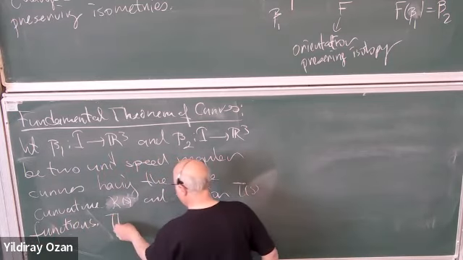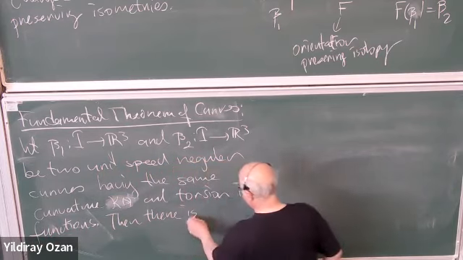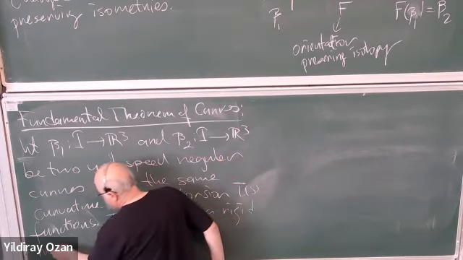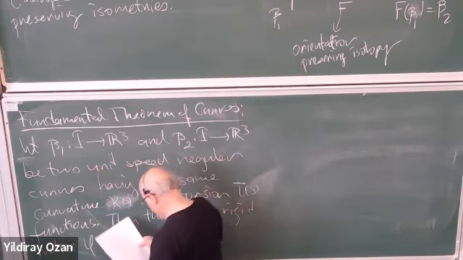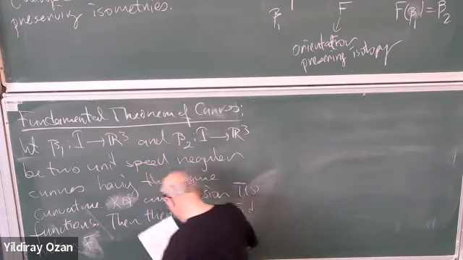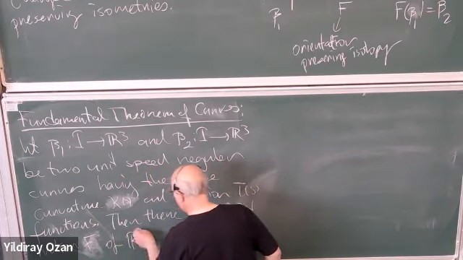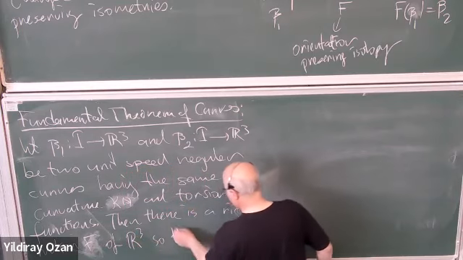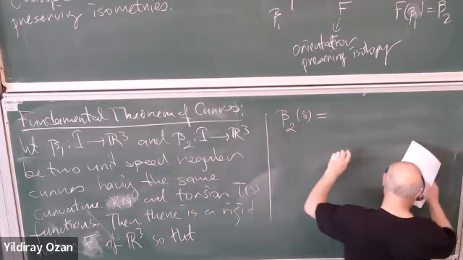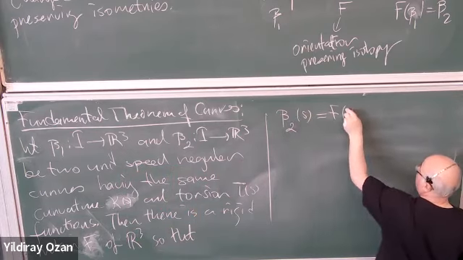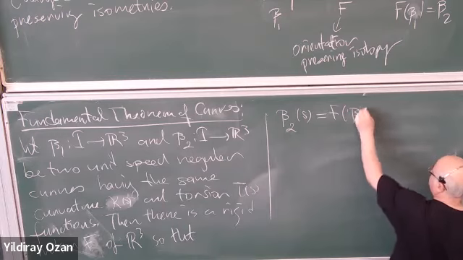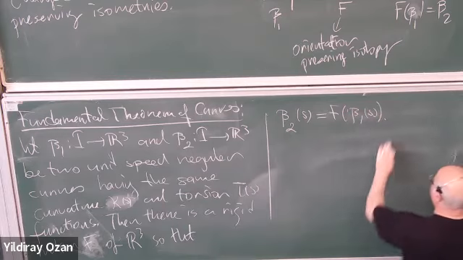Then there is a rigid motion F of R3 so that beta 2 S is just F of beta 1 S for all S. I'll tell you what a rigid motion is also.